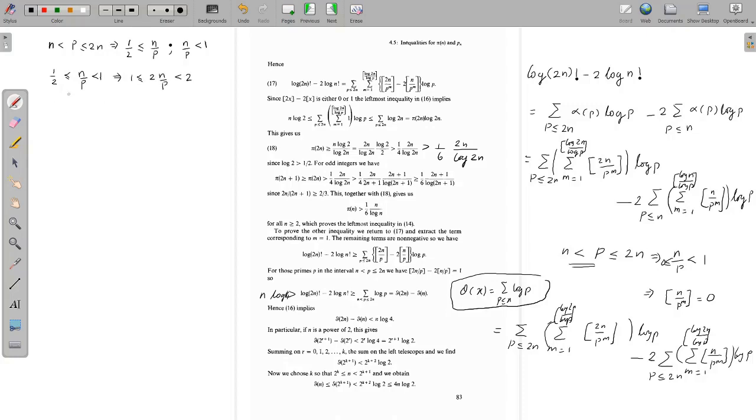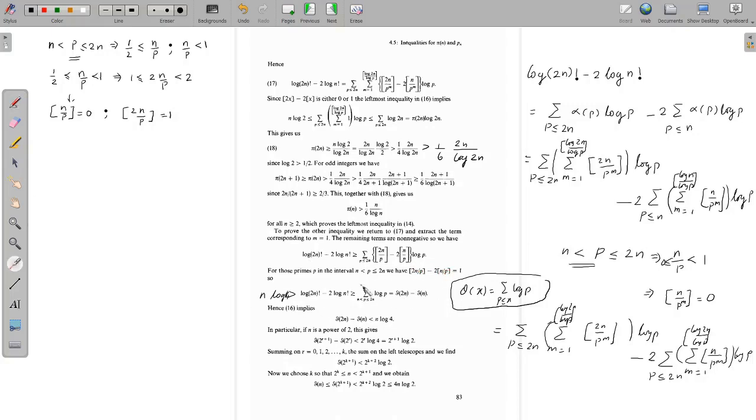From this you can write that the integral part of n by p is always 0, and from this part you can write that the integral part of 2 times n by p is always 1, because this quantity lies between 1 and 2, and n by p lies between 1 by 2 and 1. So from this you can write that the integral part of 2n by p minus 2 times the integral part of n by p is always 1 for those p's that satisfy this condition. Clear?